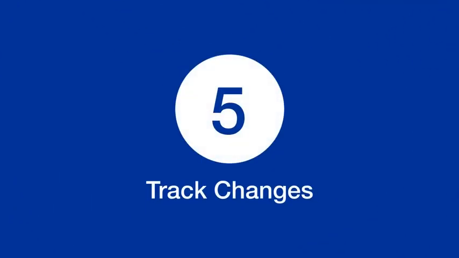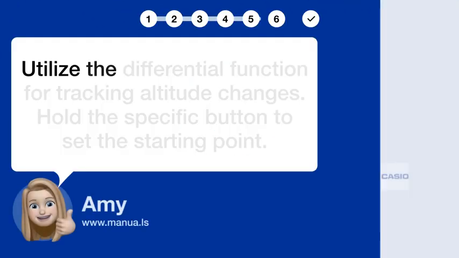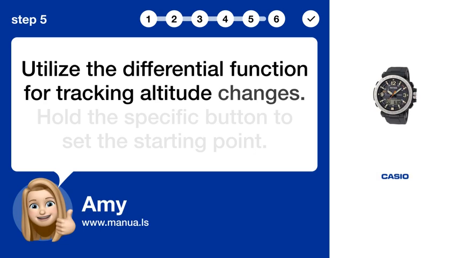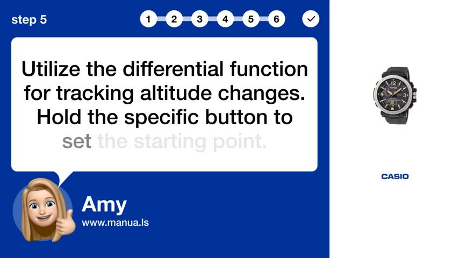Step 5. Track changes. Utilize the differential function for tracking altitude changes. Hold the specific button to set the starting point.